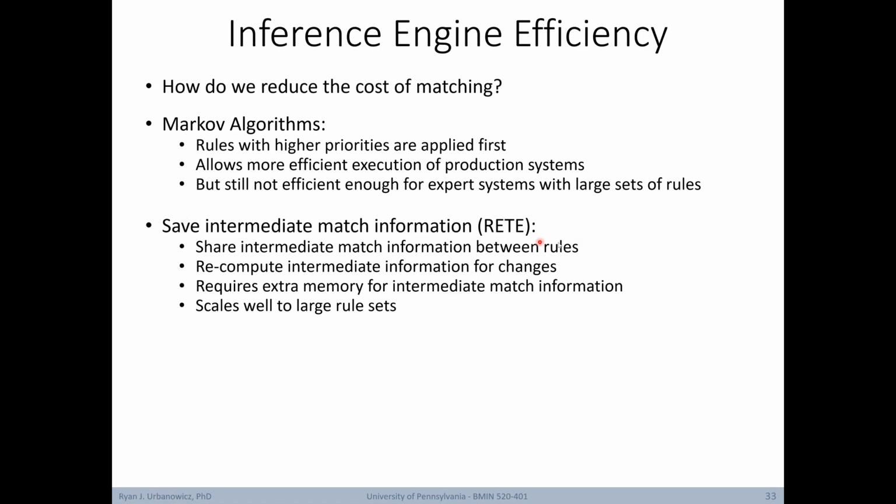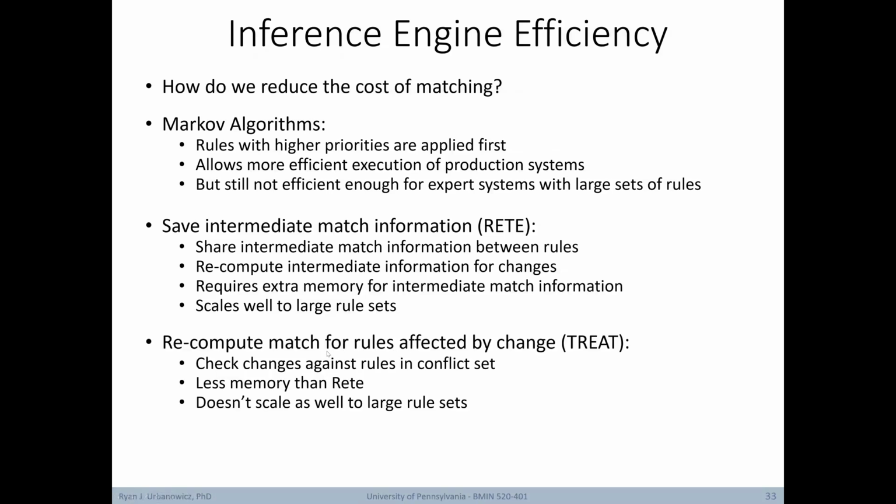Another approach to reducing the cost of matching is to save intermediate match information. The idea here is so that matching doesn't take place again and again when it doesn't need to. Here we share intermediate match information between rules. We can recompute intermediate information for changes, but this requires extra memory for intermediate match information. But in the long run, this scales better to large rule sets.